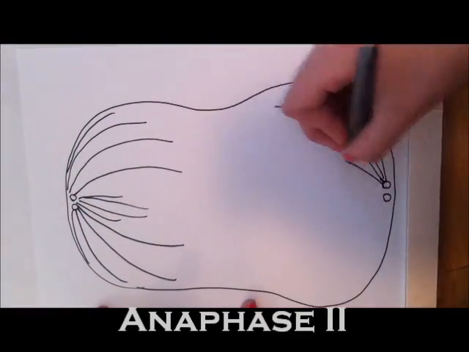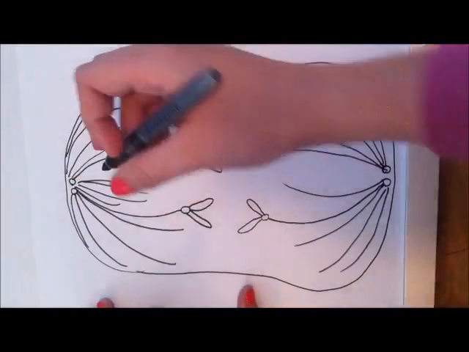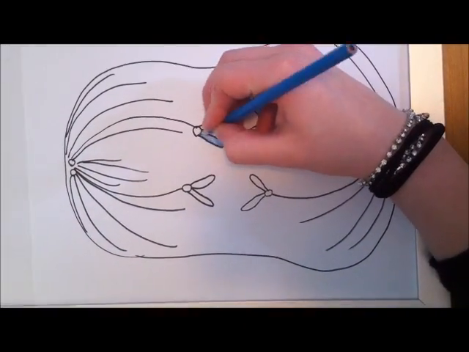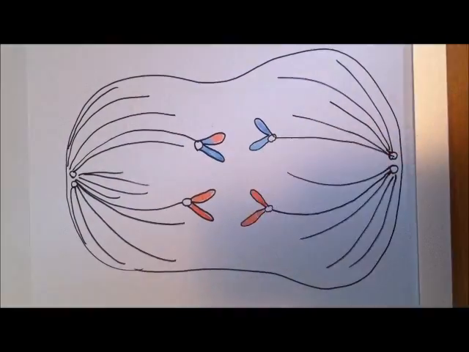Anaphase 2. In anaphase 2, spindle fibers contract and the sister chromatids move towards opposite poles. Once they separate, each sister chromatid is considered to be a chromosome.